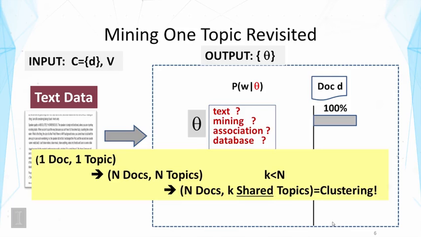But we can further allow these documents to share topics, and we can also assume that there are fewer topics than the number of documents. So these documents must share some topics. And if we have n documents to share k topics, then we'll again have precisely the document clustering problem. So because of these connections, naturally we can think about how to use a probabilistic generative model to solve the problem of text clustering.